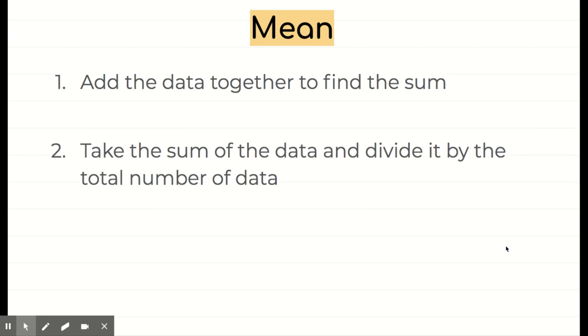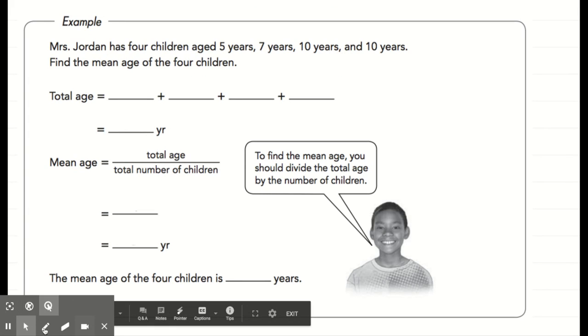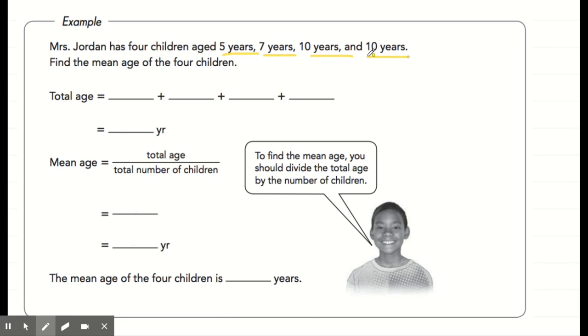Mean. To find the mean, which is the average, you add the data together to find the sum of the data. Remember, to find the sum, we add, and then you take the sum of the data and divide it by the total number of data. For example, Mrs. Jordan has 4 children aged 5 years, 7 years, 10 years, and 10 years. Find the mean age of the 4 children.